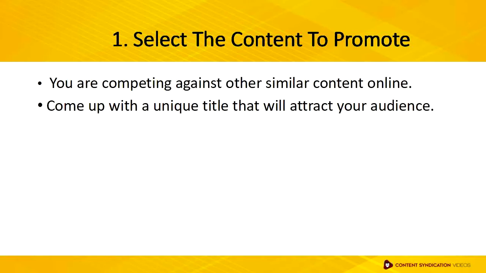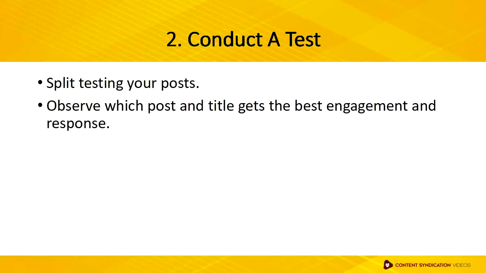The first step is to select the post that you want to promote. Always remember that you are competing against posts which are similar with yours. Therefore, you need to come up with a title that will attract your audience. The second step is to conduct a test. This can be done by split testing your posts. Observe which post and titles get the best response.